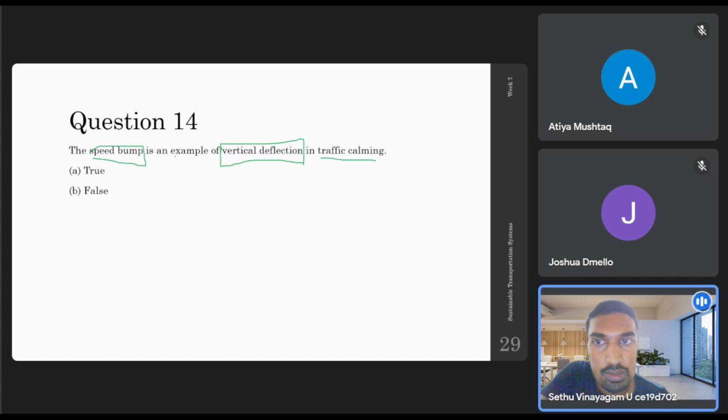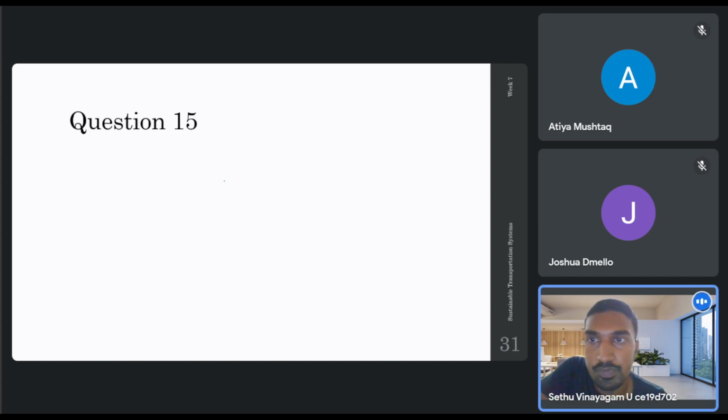And the other was a speed hump, right? Which is similar to a speed bump, but it will just be over a wider area. And then we looked at speed table, right? So all these three come under vertical deflections. So speed bump is one of them. So the given statement is correct. Therefore, the right option is A.